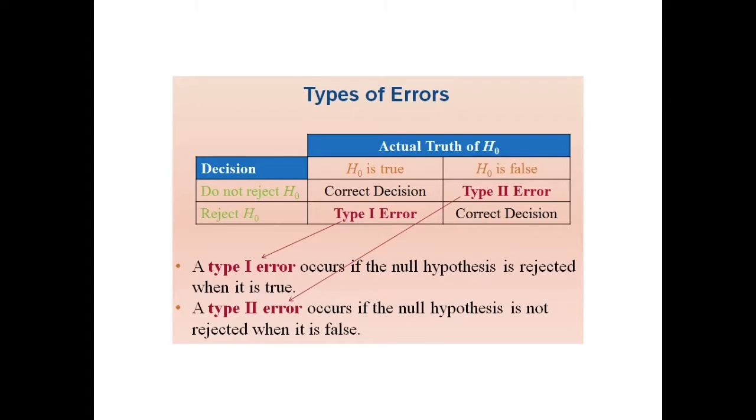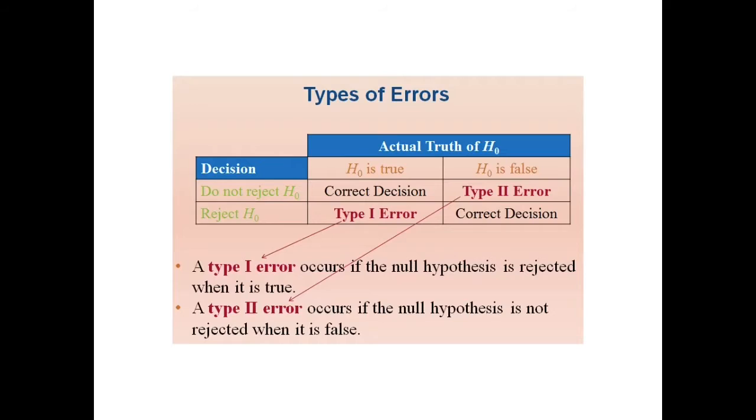In court, the null hypothesis is that the defendant is innocent. The alternate is that the defendant is guilty. A type 1 error occurs when you detect an effect that is not there, or you claim that the defendant is guilty, when in fact the defendant is innocent, or the null was true.